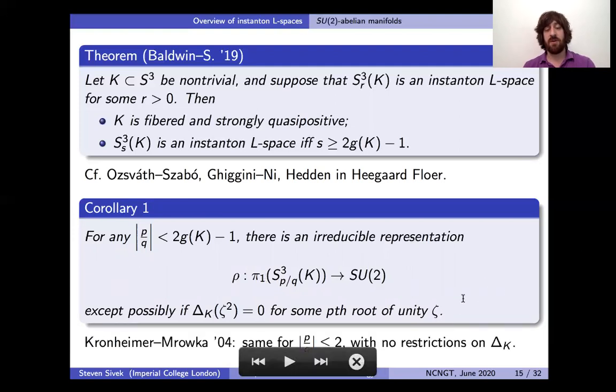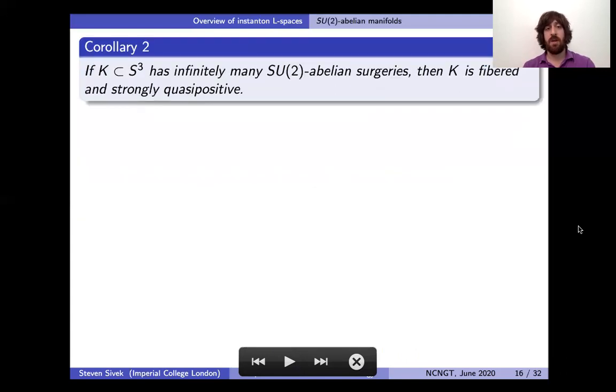They proved that there are always irreducible representations of p/q surgery as long as p/q's absolute value is at most 2. But they proved it without restrictions on the Alexander polynomial. Here's another corollary, just following up from a couple slides back: any knot with infinitely many SU(2) abelian surgeries has an instanton L-space surgery, so it must be fibered and strongly quasi-positive.